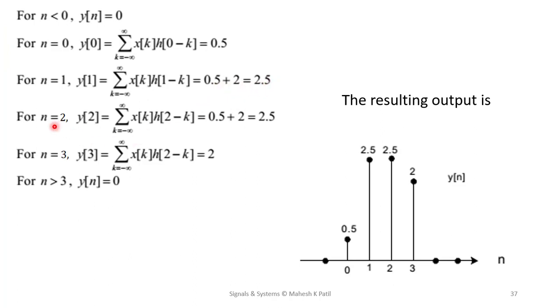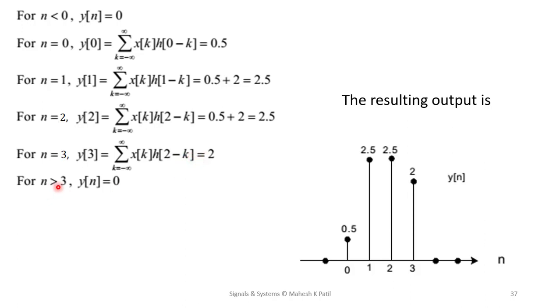So likewise for n equal to 2, n equal to 3 and for n greater than 3. So for n equal to 2, we'll get y of 2, that is summation x of k into h of 2 minus k, where k varies from minus infinity to plus infinity. So this answer is 0.5 plus 2, that is 2.5. Similarly for n equal to 3, it is y of 3. So it is summation x of k h of 3 minus k. So we'll get that answer as 2.